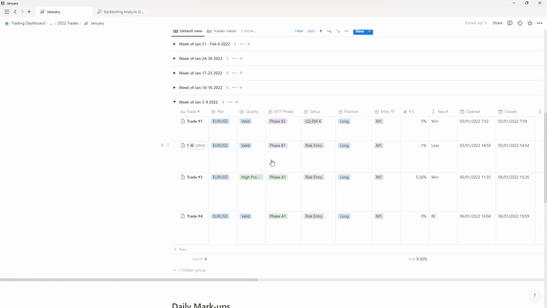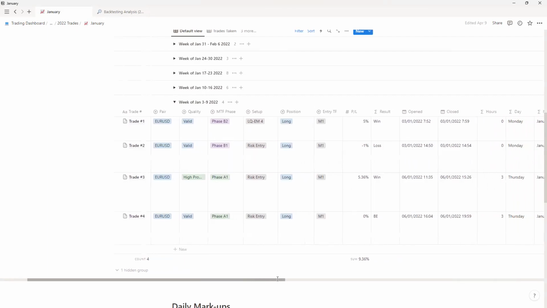You can obviously add as many columns as you like. You can take out columns you perhaps don't think are necessary. But for me, some of the main ones that you should always include in your database no matter what are some of the basic things like the pair. Perhaps you want to put in the quality, so whether it was a valid setup, high probability, or maybe an invalid setup. This is based on my SMC strategy, and that includes a medium time frame and then specific setups. So I, of course, include that in my data.